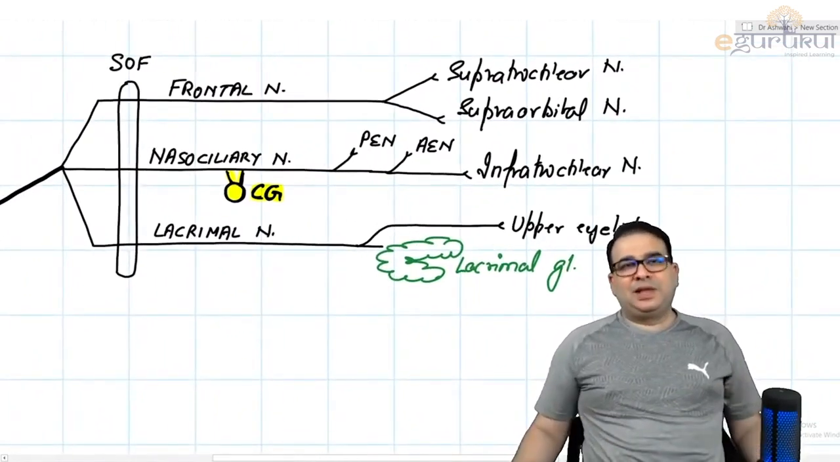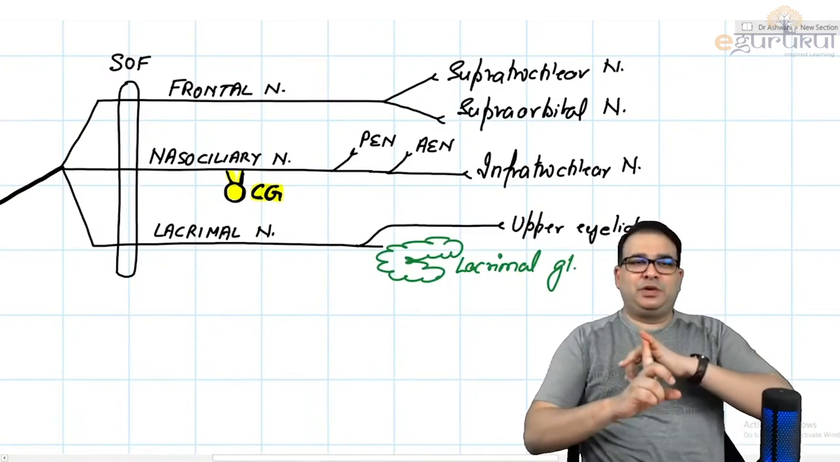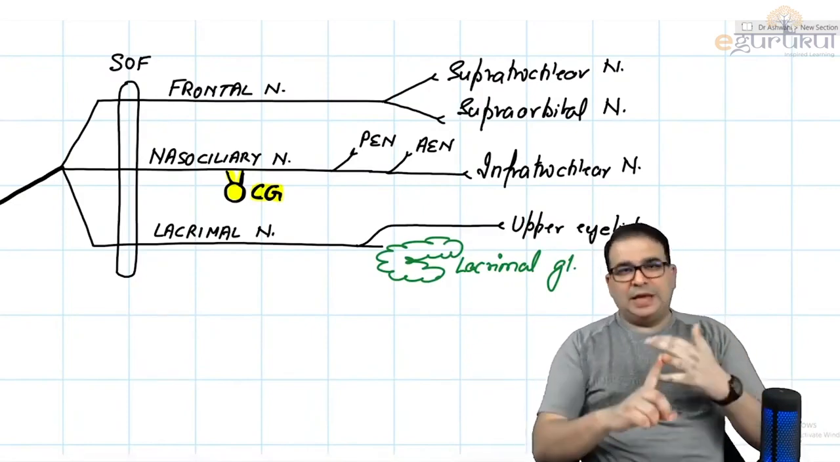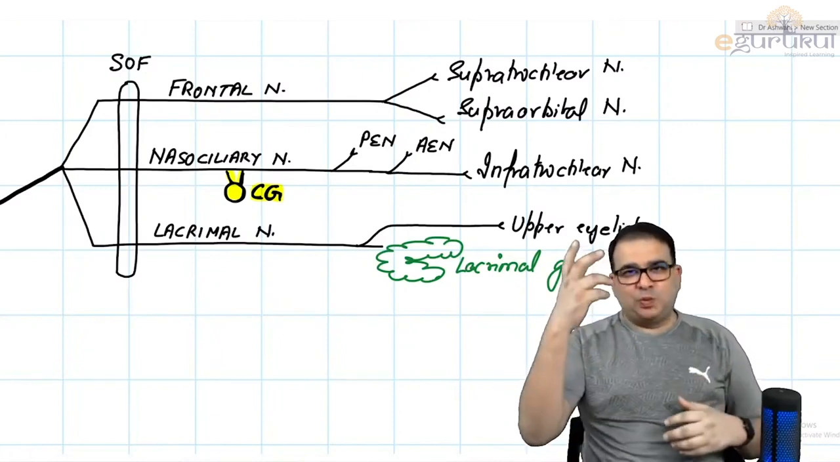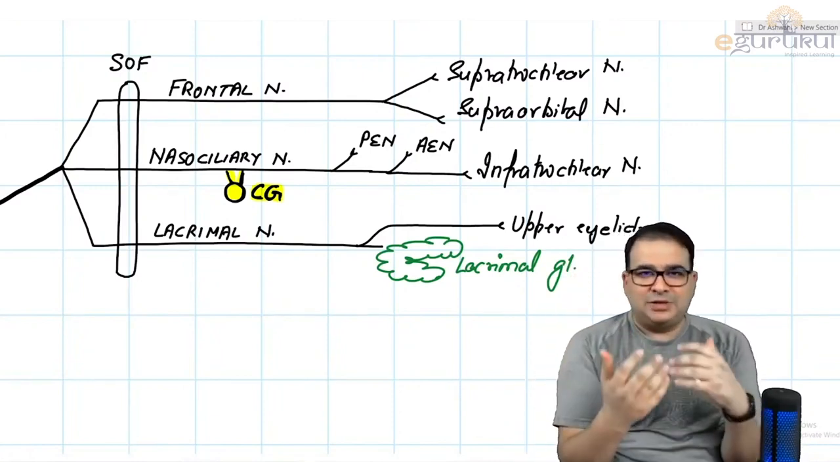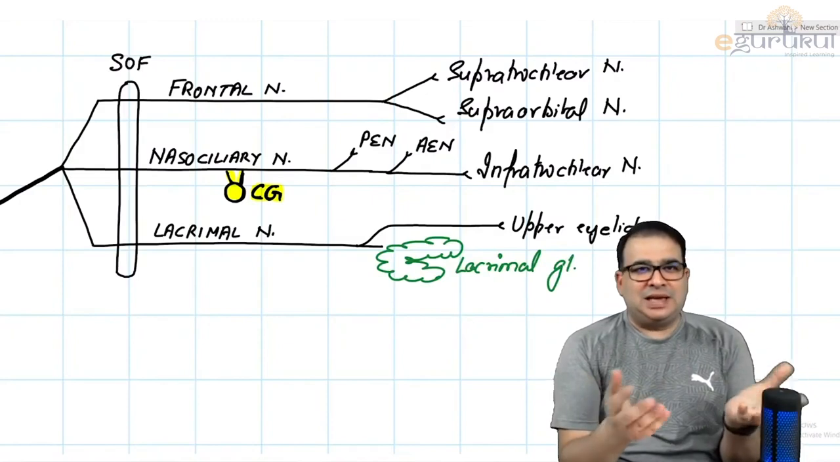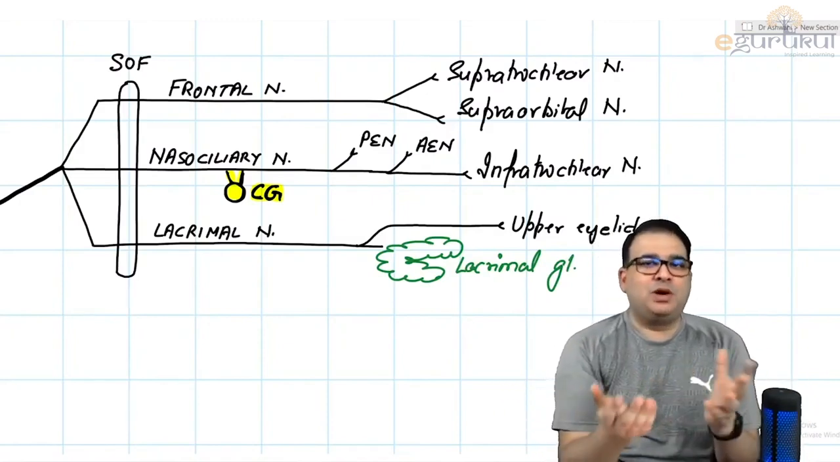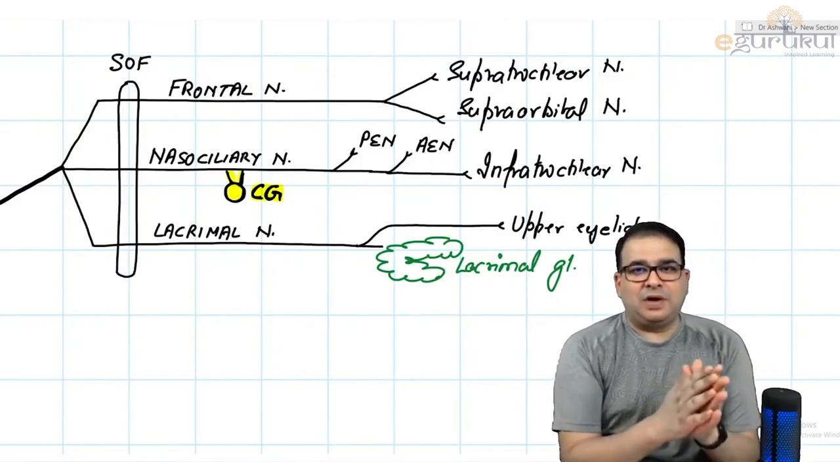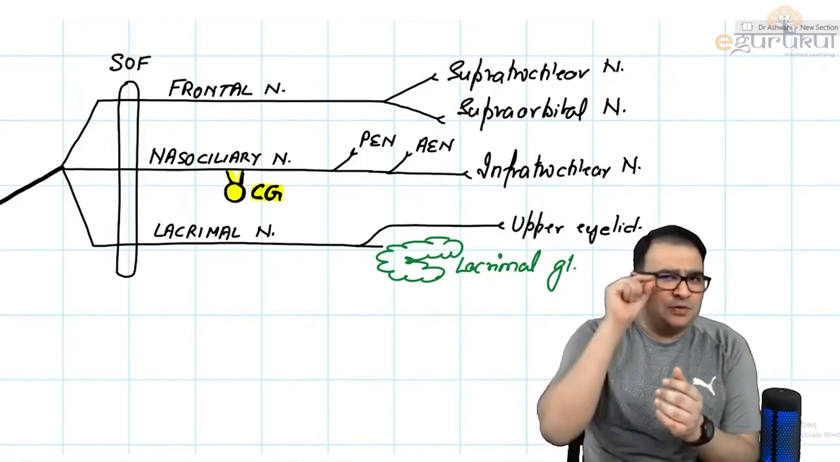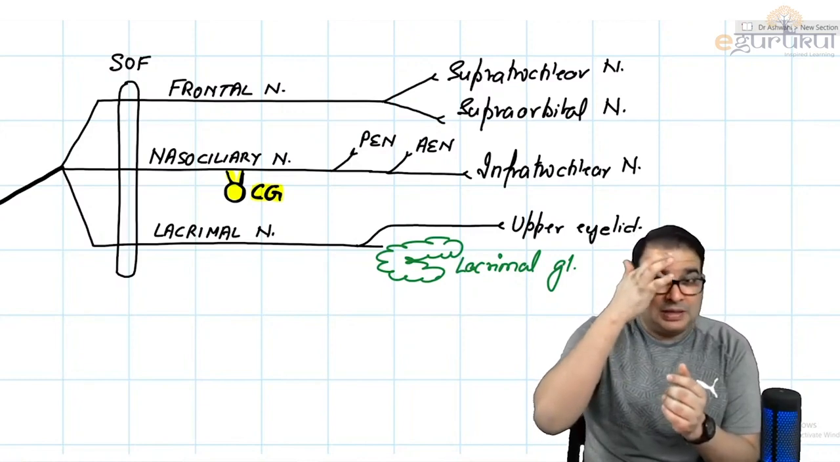This is what the ophthalmic nerve is doing. The ophthalmic nerve gives off three branches: the frontal, the nasociliary, and the lacrimal. The frontal nerve divides into supratrochlear and supraorbital. The nasociliary nerve is connected to the ciliary ganglion, then it gives off posterior ethmoidal and anterior ethmoidal branches. The infratrochlear nerve is the continuation. The lacrimal nerve, after supplying the lacrimal gland, also gives off a branch which ultimately comes out and supplies the skin here.